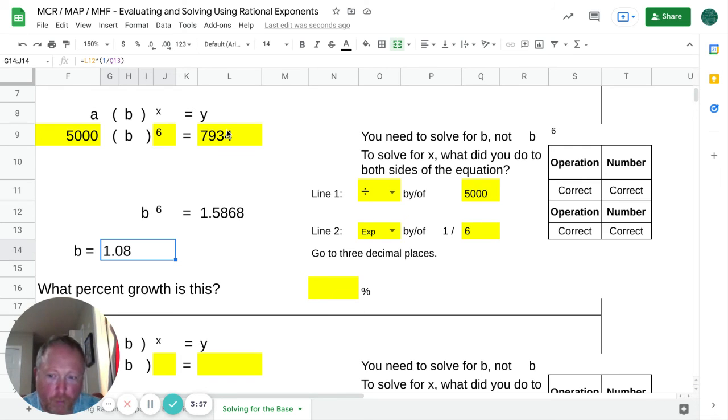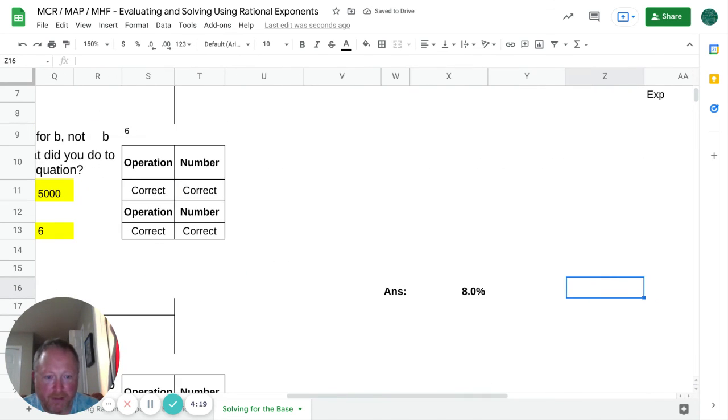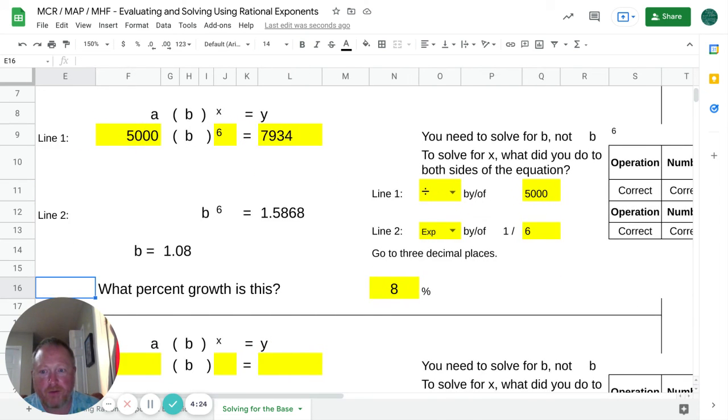Now, what does that 1.08 mean? The 1 is the original 5,000, and the 0.08 represents the growth every year. It's called compound growth. 0.08 as a percentage is 8%, so we know it's growing by 8% per year. If we go over, I believe I've put the answers there. Yep, so 8% is right. So you are correct.